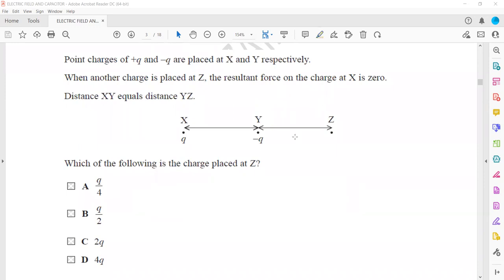In question 3, two small point charges are there. One is plus Q, another one is minus Q, placed at X and Y respectively, as you can see, X and Y. When another charge is placed at Z, the resulting force on the charge X is 0. The distance XY and the distance YZ are same.